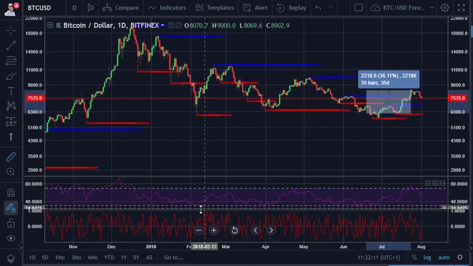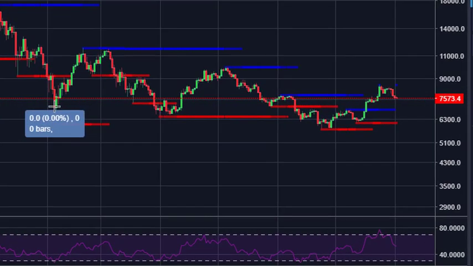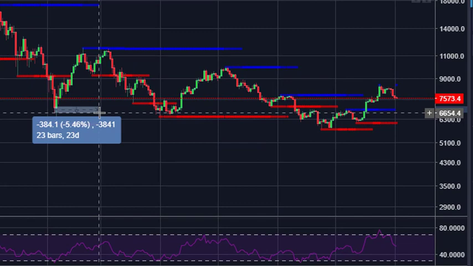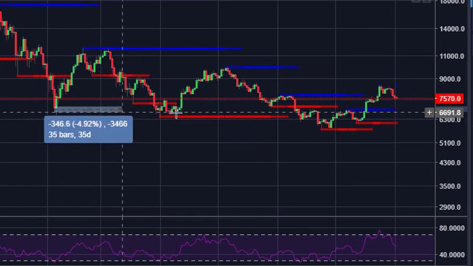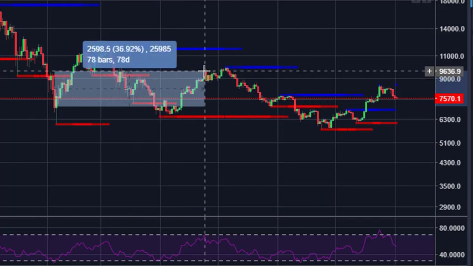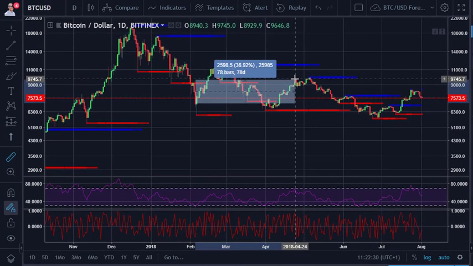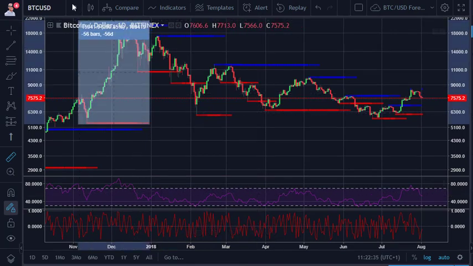Looking at another example here, the RSI was very low at this point, so let's start measuring from here. And we didn't really see it rise high on the RSI until this point here. So again, the 36% profit over that period. So that is on the daily chart.